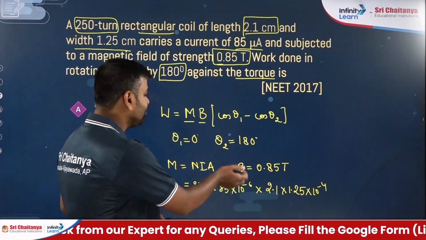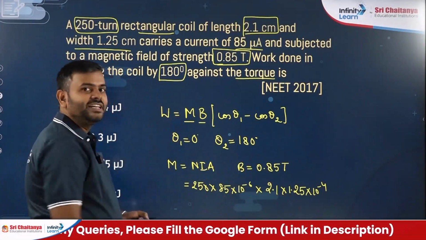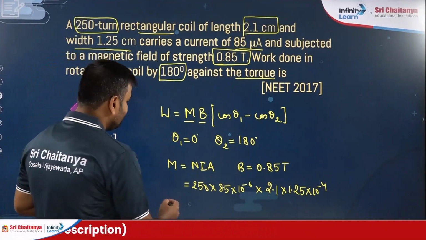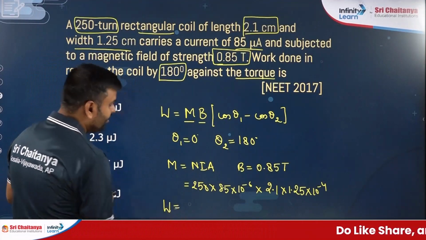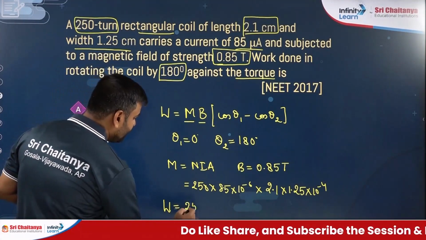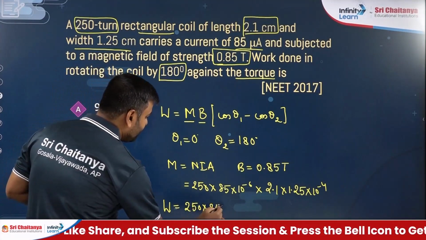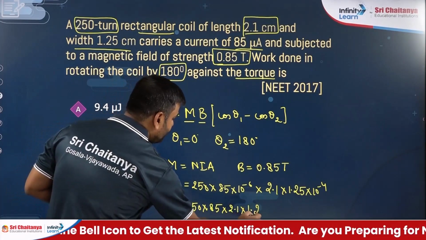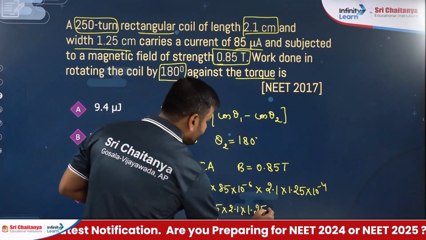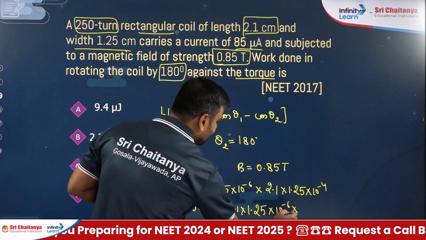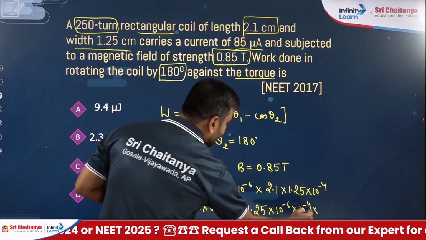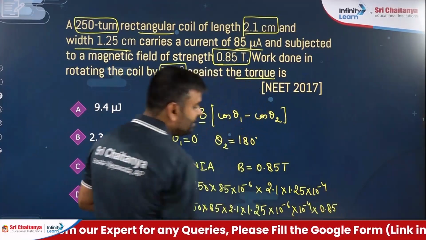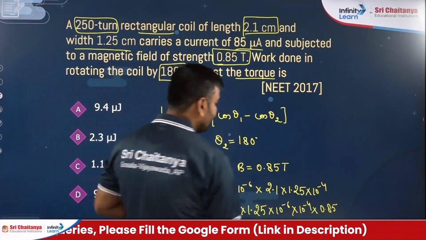So now let's substitute these values in this work done equation. What will be the final answer we will get on substitution? You can see that the work done will come out to be 250 into 85 into 2.1 into 1.25 into 10 to the power minus 6 into 10 to the power minus 4 and the magnetic field value, which is 0.85.